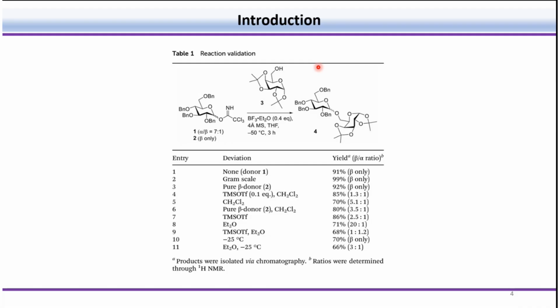They did different reaction conditions. In the first case, they used a mixture of alpha and beta and got 91% yield and beta selectivity. In that manner, they used gram scale and did it with only beta, and different activators they also used, like TMSOTf, and different solvents. But in the case of BF3 etherate and THF, they got beta selectivity with good yield.